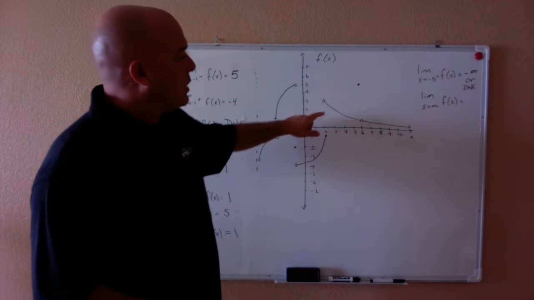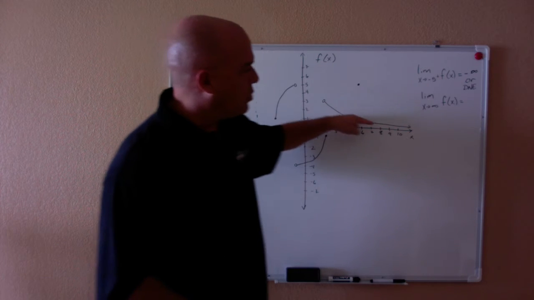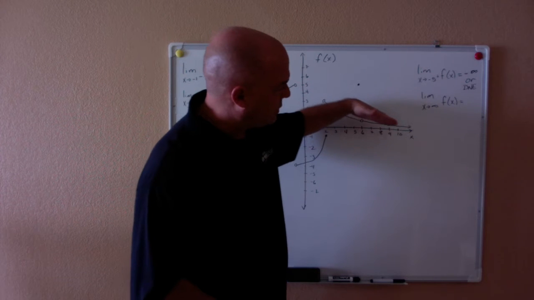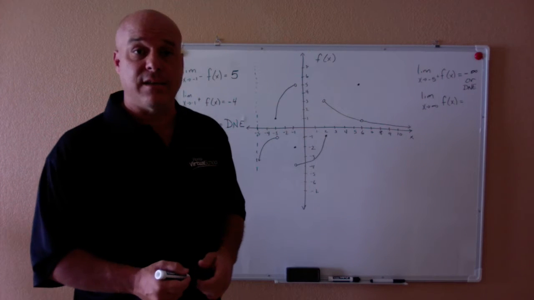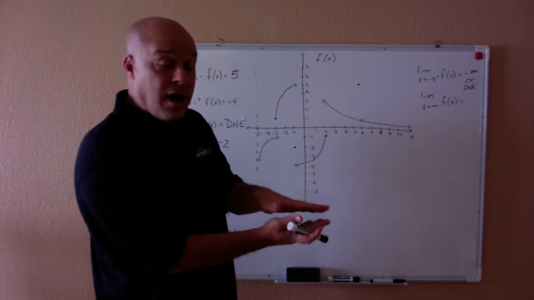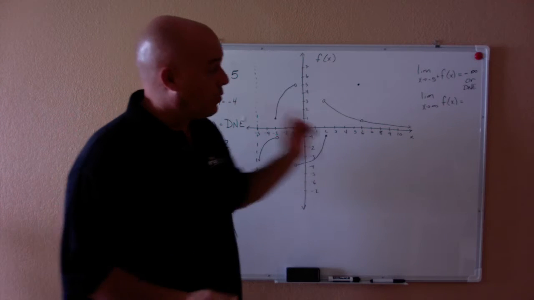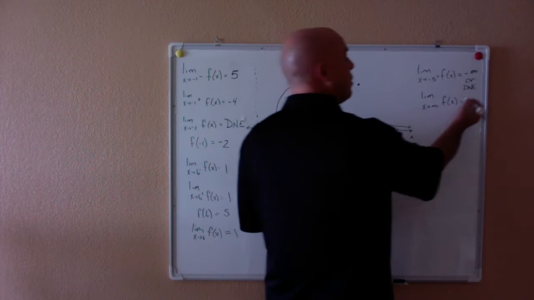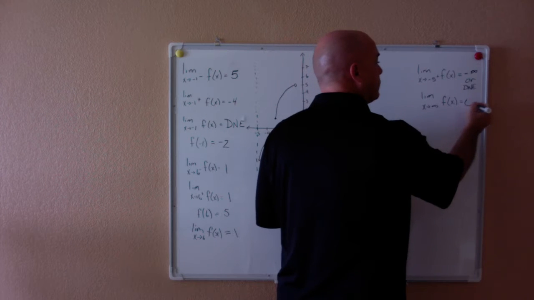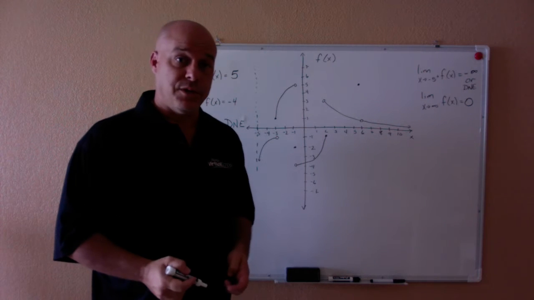The other one I wanted to look at is what's happening as x approaches infinity. So as x gets larger and larger here, we can see that the function is decreasing and it's getting closer and closer to the x-axis. And what that means is that the y value, or the function value, is approaching 0. The farther out I go, the closer that function is going to get to 0 because I'm approaching a horizontal asymptote. So the limit as x approaches infinity is going to be equal to 0.